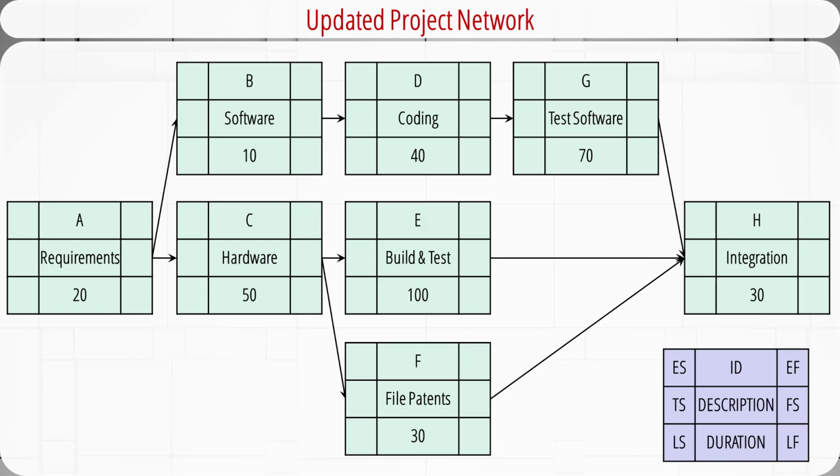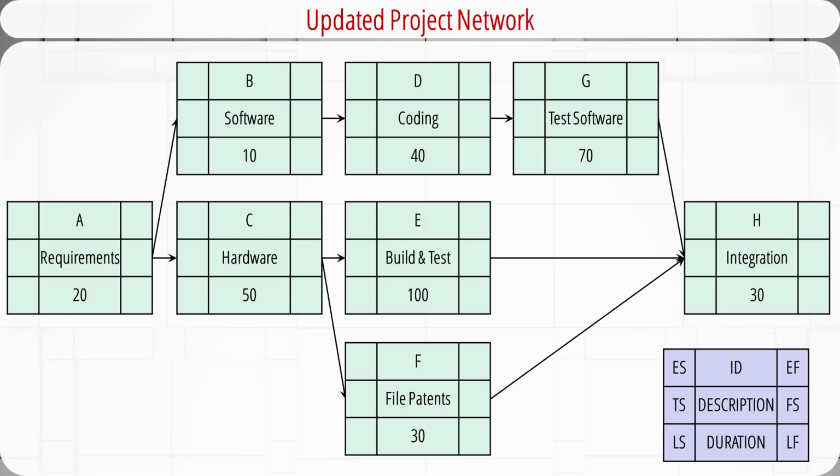Each activity is represented by a 9-cell block. The bottom right corner shows the meaning of each cell in the block. This new format will be used throughout this project management course. ID in the top center cell is the identification code for each activity, like A and B in this network. The middle center cell shows the description of an activity, like define requirements or design software. DUR in the bottom center cell is the duration of the activity, like 20 workdays, 10 workdays, etc.